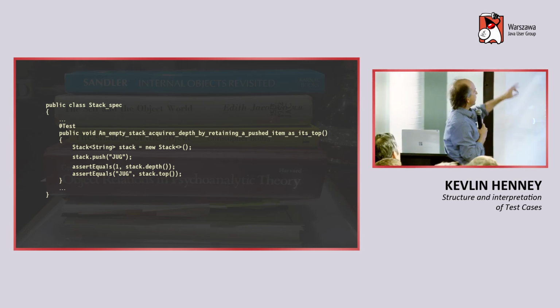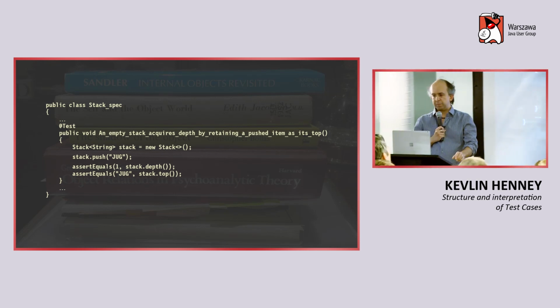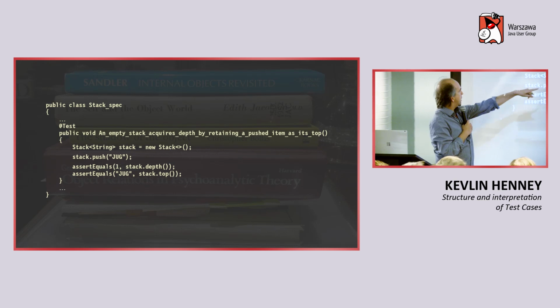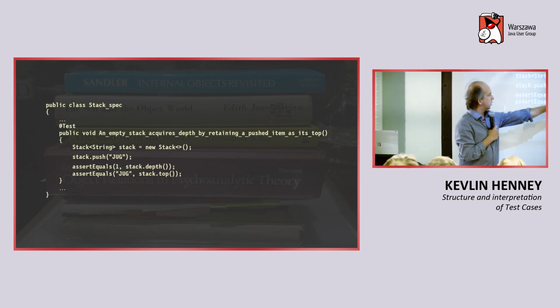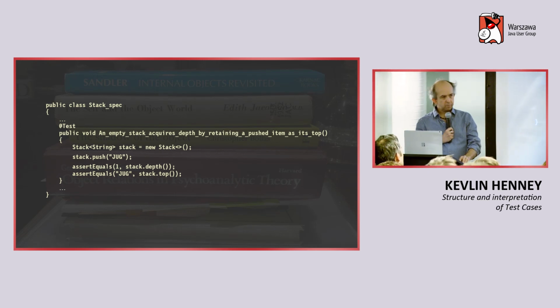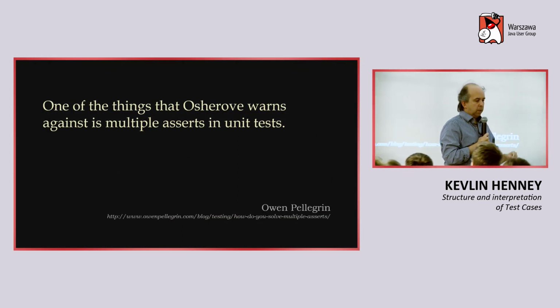Okay, here's a stack spec. An empty stack acquires depth by retaining a pushed item as its top. Stack string of stack, new stack, stack push jug, assert equals 1 stack depth, assert equals jug stack top. Now, occasionally I get this question, and it's characterized here in this particular blog.